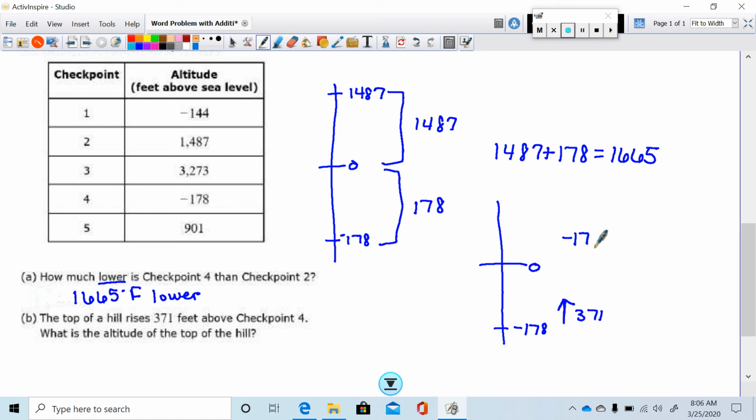So negative 178 plus 371 equals a positive 193. So the altitude of the top of the hill is 193 feet above sea level. And I use the wording that was in the table for that.